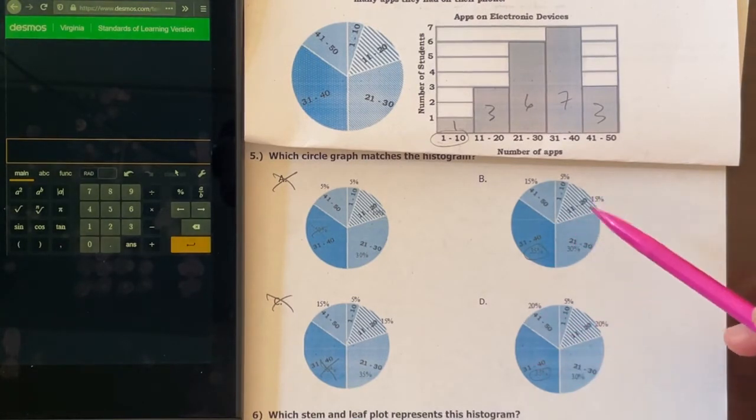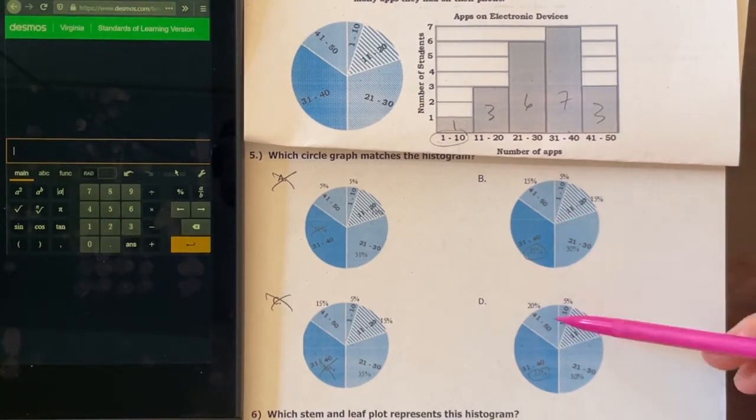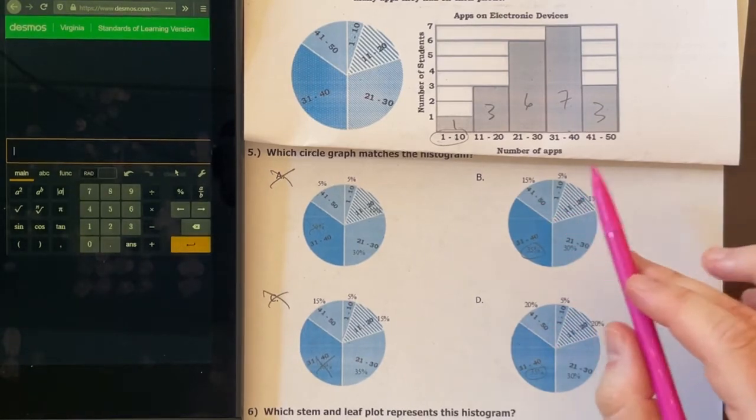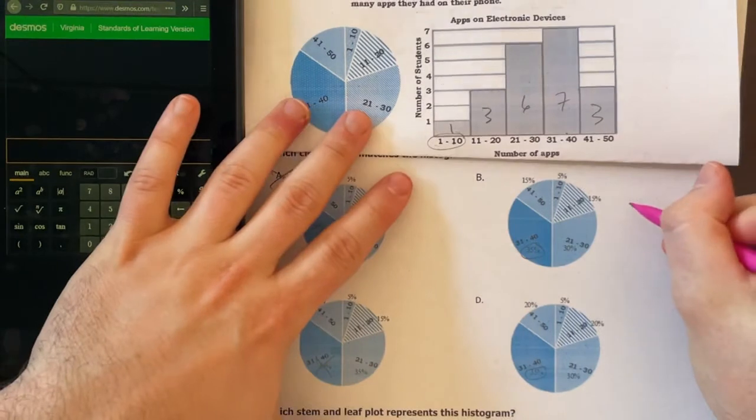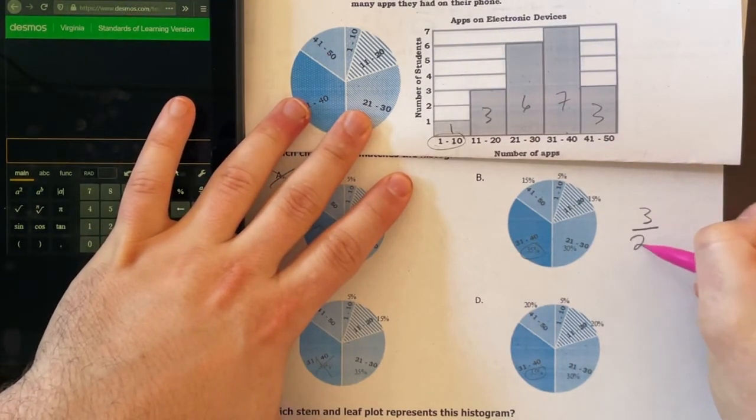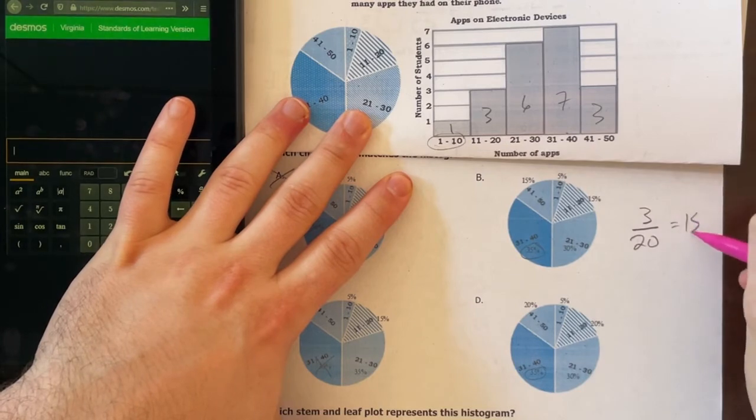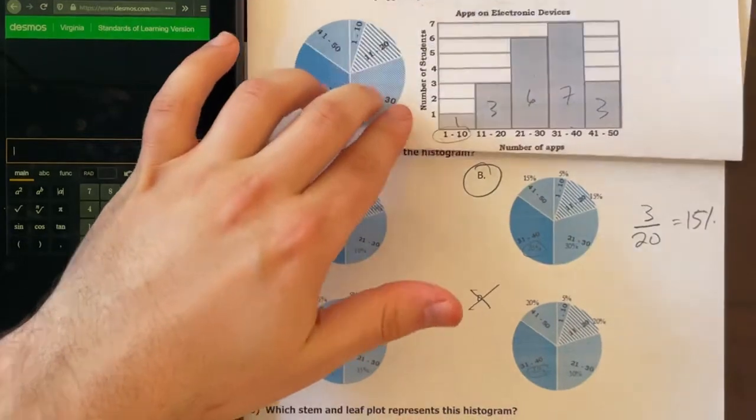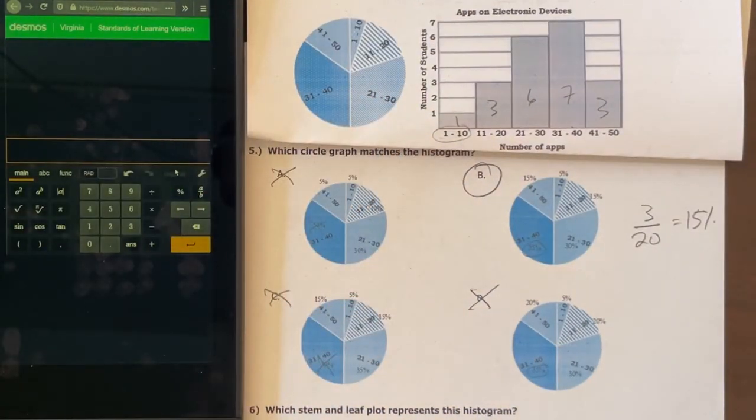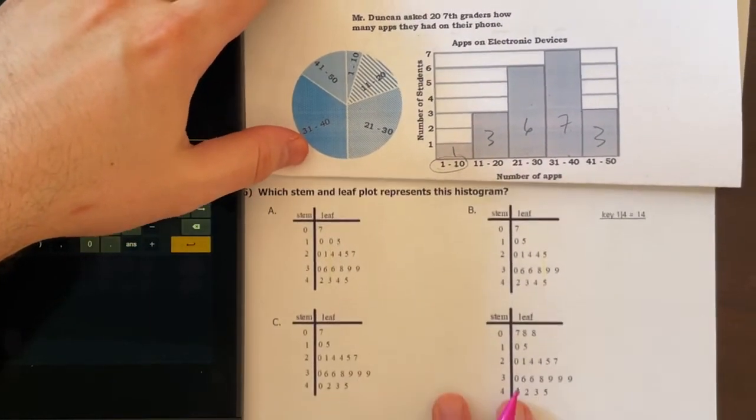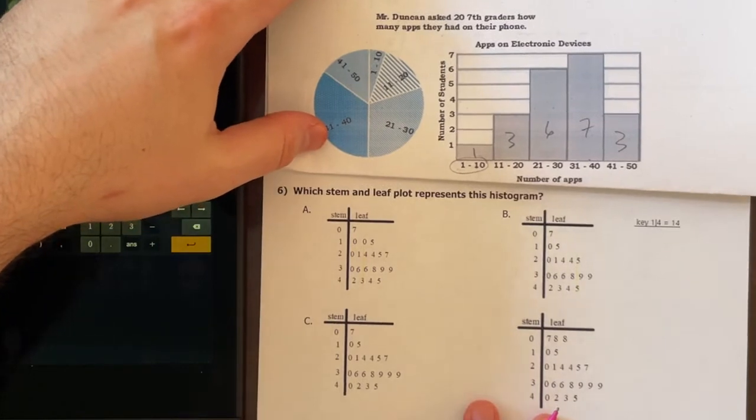So, all right, what do we have now? I noticed a difference in the 41 to 50 interval, so let's figure out what that percentage is. For 41 to 50, we have 3 people out of the 20, which is the same as 15%. So we're going to say D is incorrect and B is our circle graph.